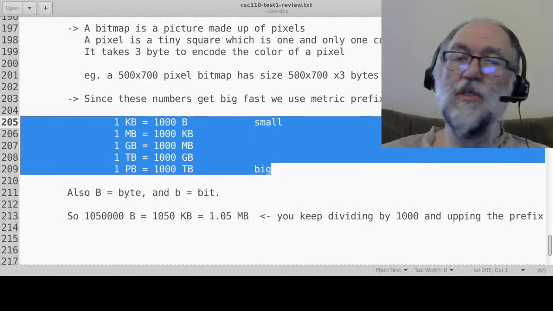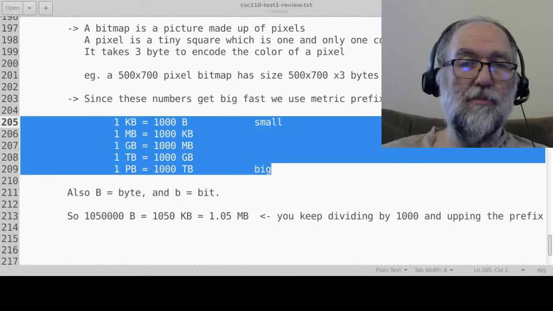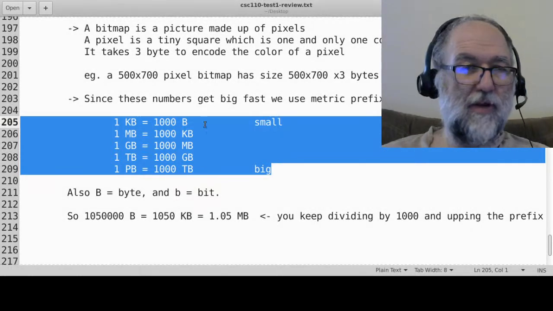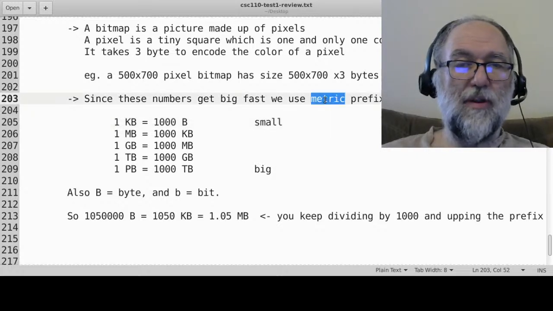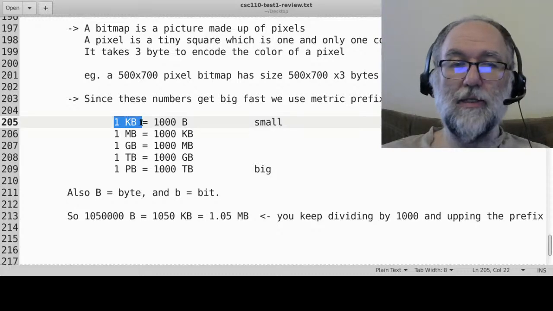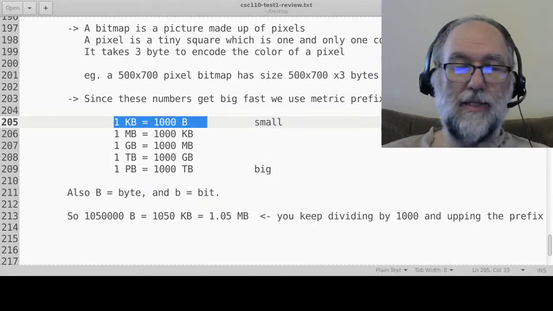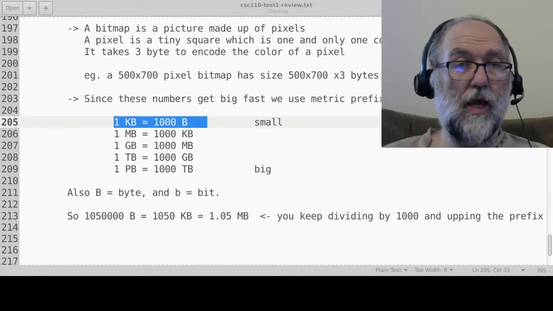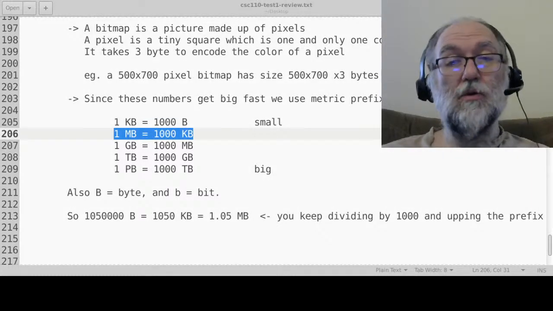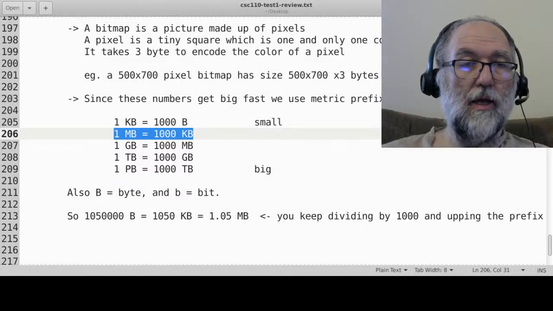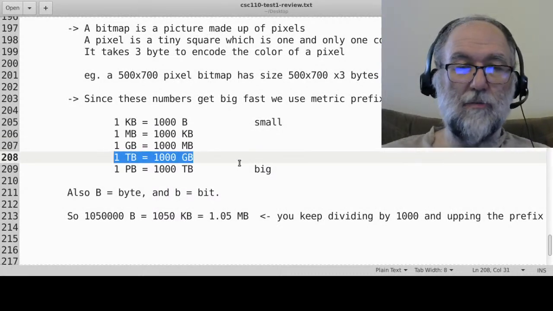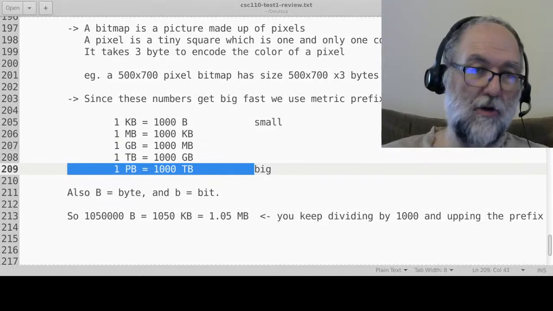You need to know this table here. I know there's a difference between metric prefixes and binary prefixes, but you don't have to worry about the binary prefixes. We'll just work with the metric prefixes because that's how we'll do our problems. So 1 kilobyte is 1,000 bytes, so kilo is 1,000. 1 megabyte is 1,000 kilobytes, a gigabyte is 1,000 megabytes, a terabyte is 1,000 gigabytes, and a petabyte is 1,000 terabytes.